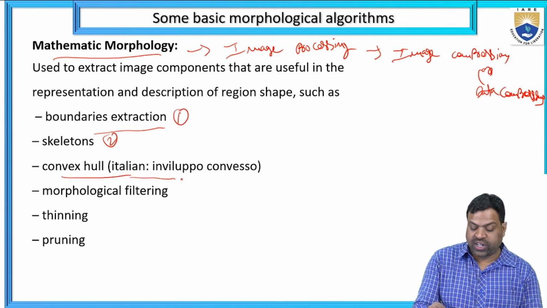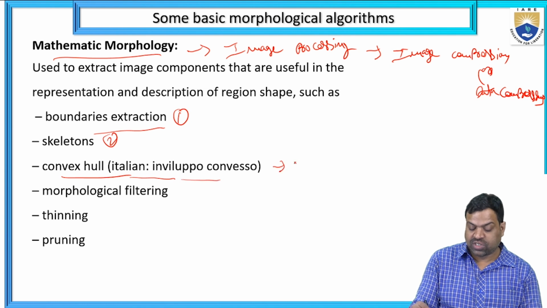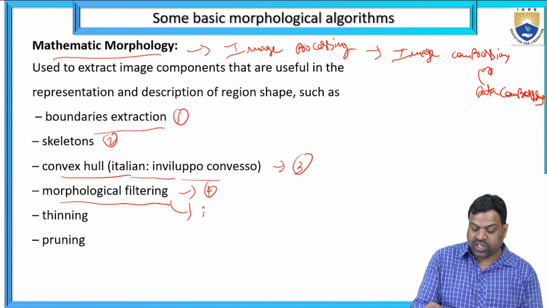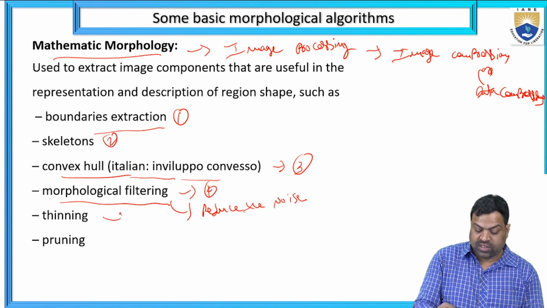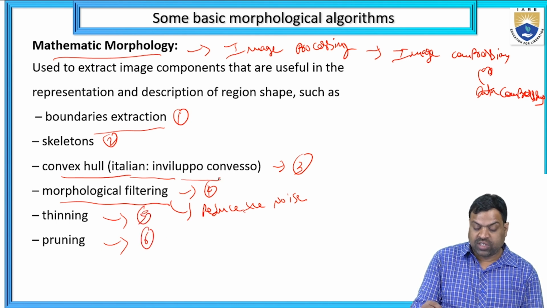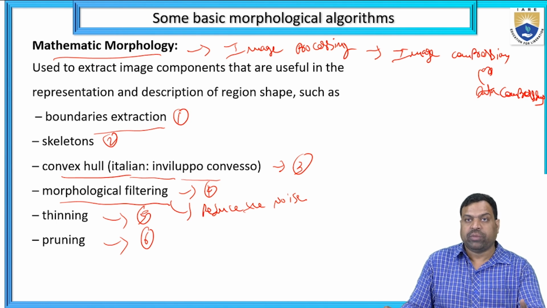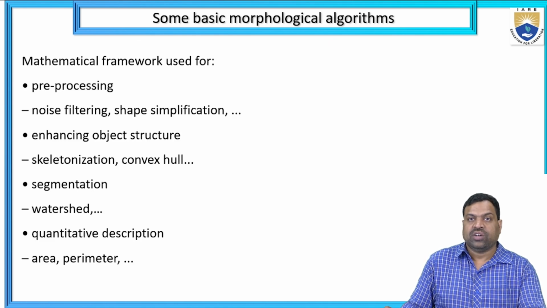In the Italian word, it is the envelope, convesso. It is an Italian word. And morphological filtering: when we are using filtering, it reduces the noise. And thinning and pruning. So these are the steps of extraction in mathematical morphology.